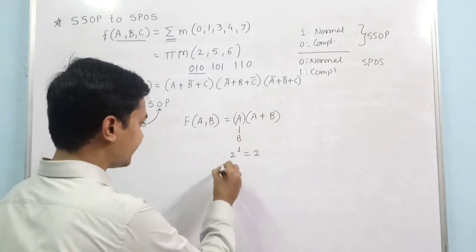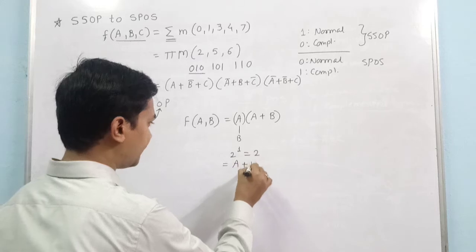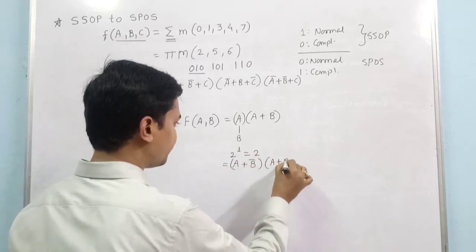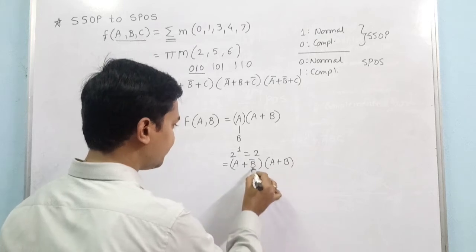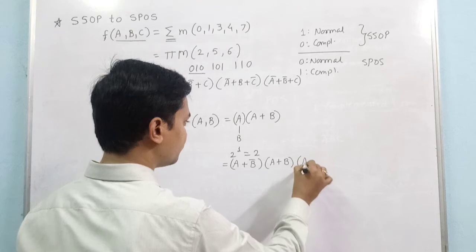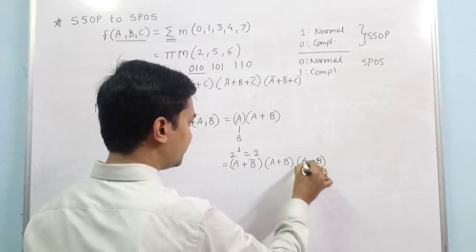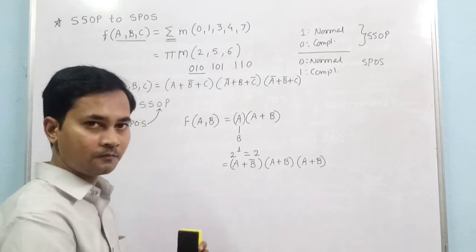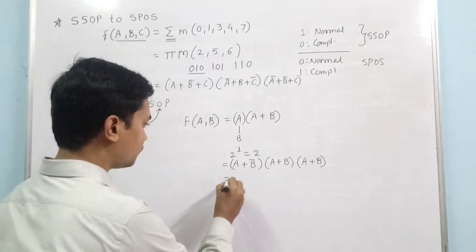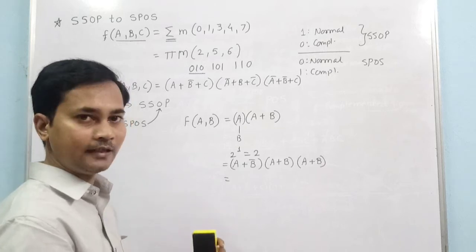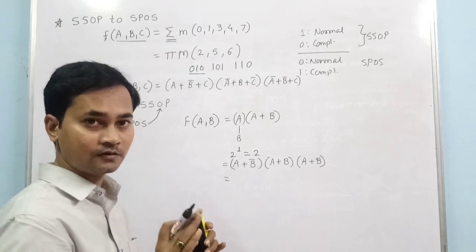Okay, now next step is a plus b bar and a plus b. So here two terms are added into a, and the next term is a plus b. Okay, now we have this standard POS form. Now the third step is we have to neglect the repeated terms.